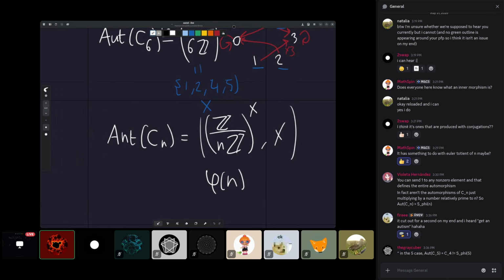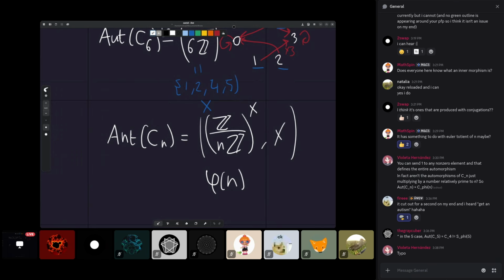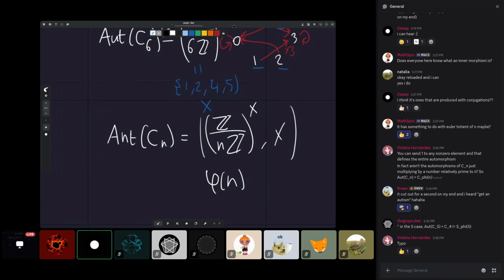In the 5 case, the automorphism group of C5 is C4, which is not S5. What do you mean by that? The original post said it was the symmetric group of the size of the totient of n, as opposed to the cyclic group. Fair enough. Cool, that's all sorted then. That's cyclic groups. We know the automorphism group of all cyclic groups. Fantastic.